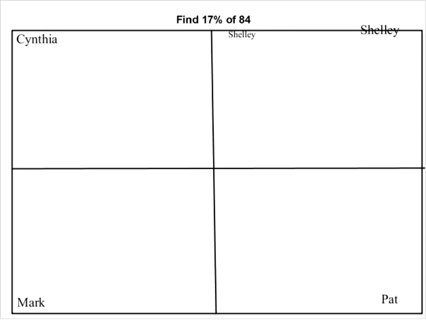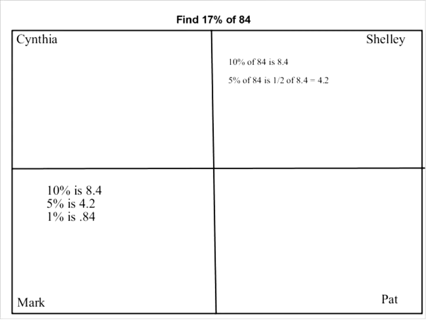Now, we're going to give you 1 minute, and what I'd like you to do is use a strategy to find 17% of 84. And if you still have time after your one strategy, you can go ahead and do another one in the same workspace that you have. So, Joe, if you would please set the timer for 1 minute. Thank you.